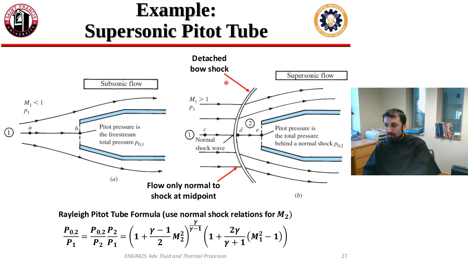And while it is a detached, curving thing, we said that at the center of that shock wave, we can treat it like a normal shock. Why is that? Why can we treat this detached curvy shock wave as a normal shock at its dead center?